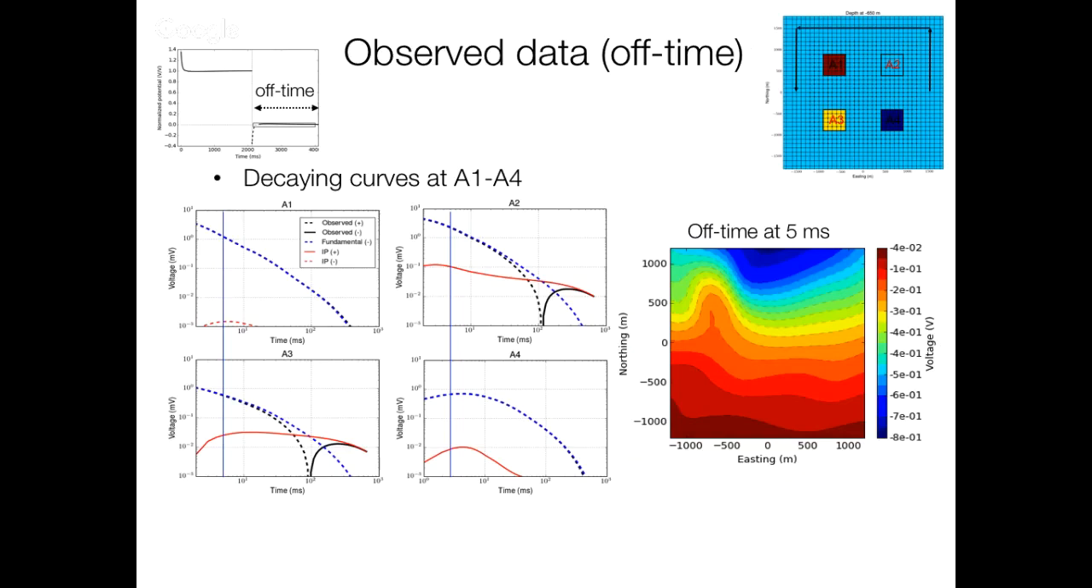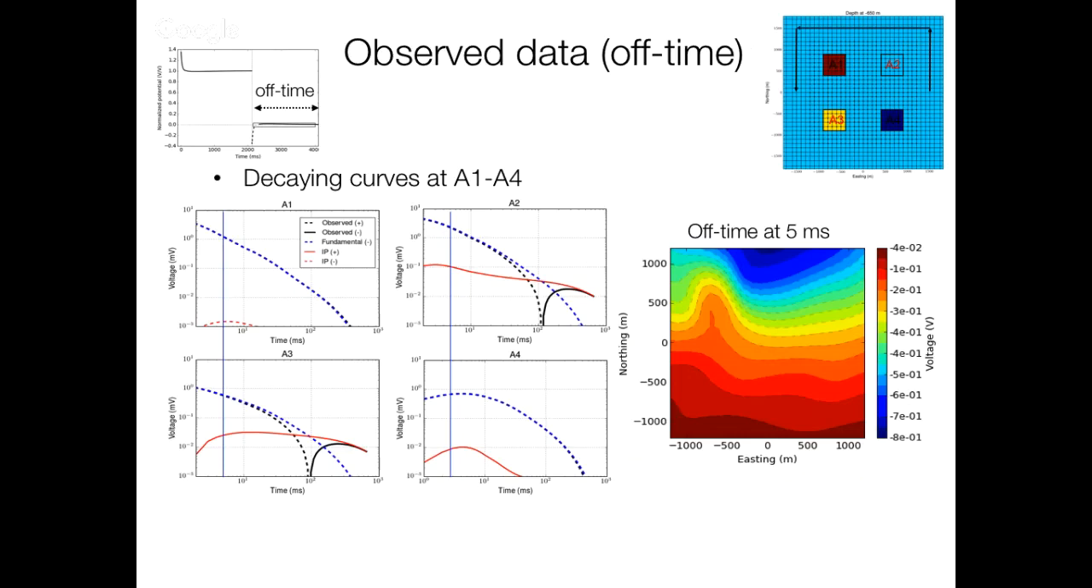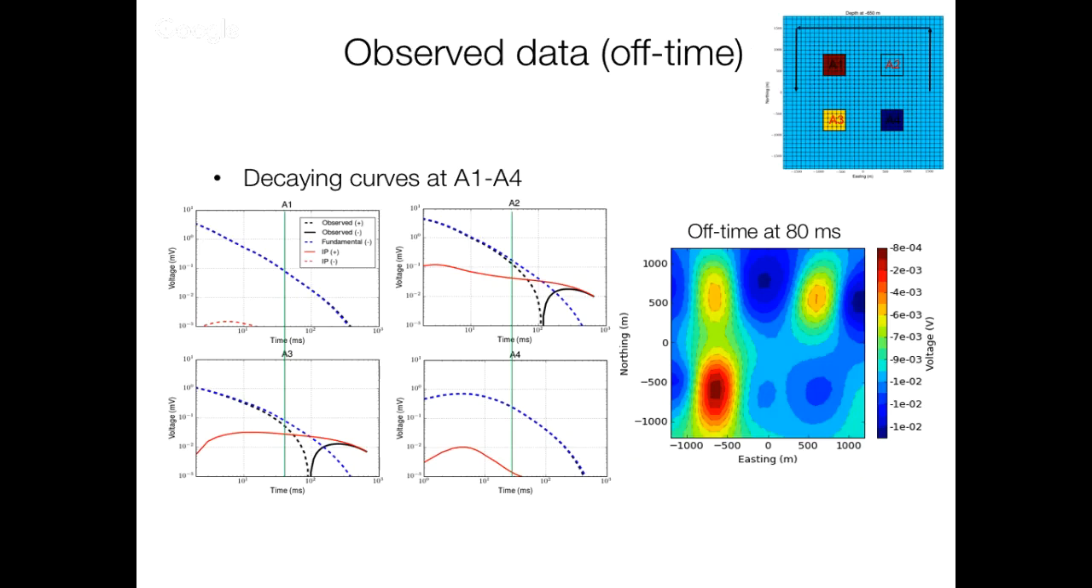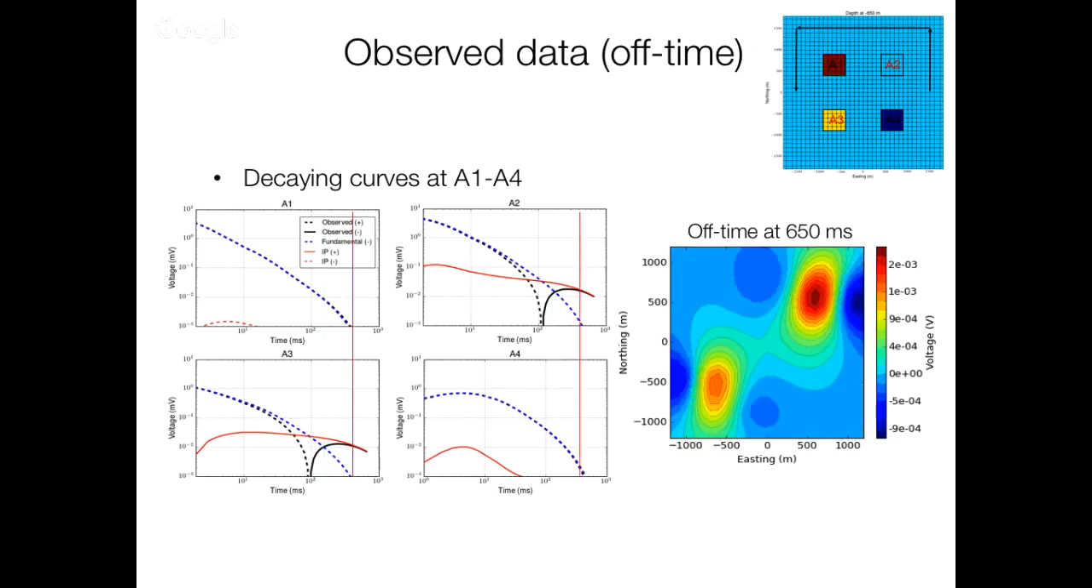We've got an off time at 5 milliseconds, and the voltages across the region look like this. So that's early time. This vertical blue line indicates what time we're actually at, and here's the map for that. And a little bit later time at 80 milliseconds, it looks like this. And at 130 milliseconds, it looks like this. And 650, it looks like this. So at late times, there's really no particular issue here. You're seeing the conductive or the chargeable body here and the chargeable body.